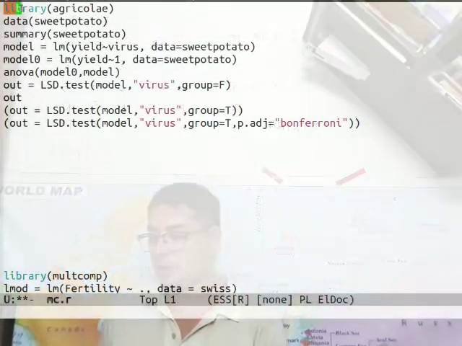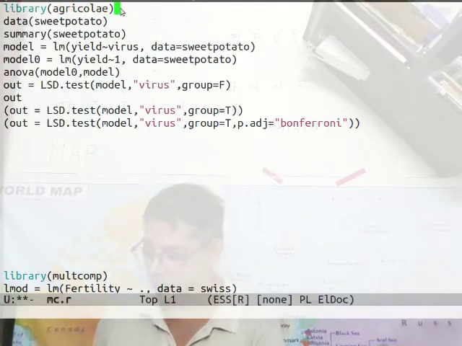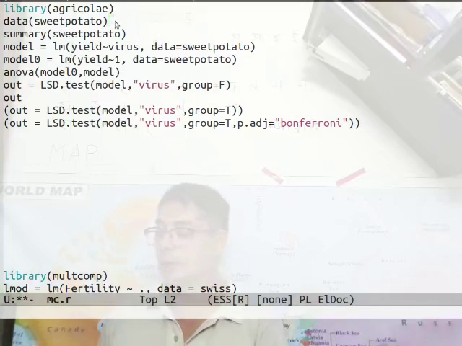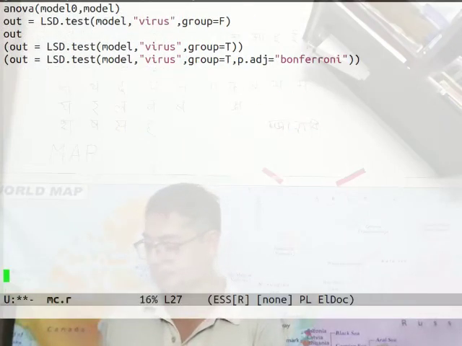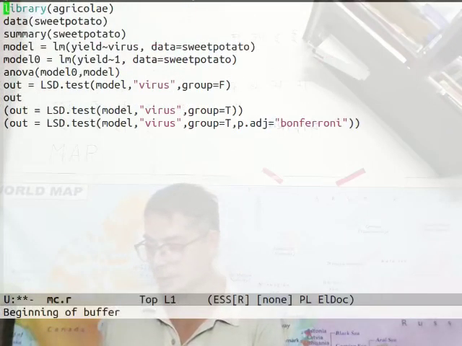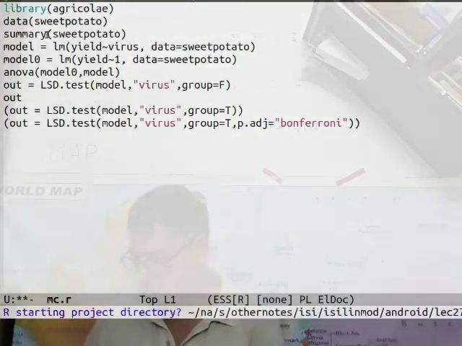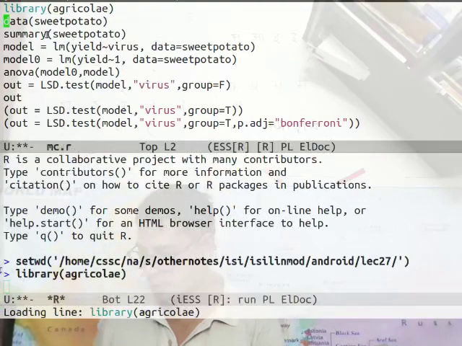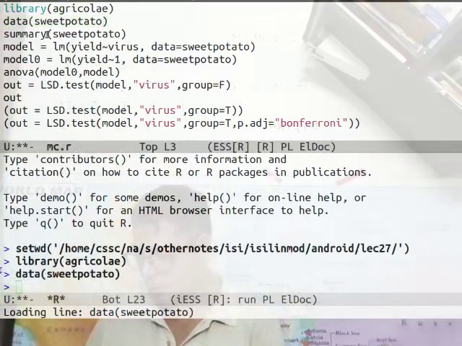We are first loading this package, library agricolae. It has to do something with agricultural statistics or whatever. And the data that we are working with is sweet potato, which is part of that package. So I'll be using that. And you have to load the data here. If you do not load the data, then somehow it doesn't work. Let's take a quick look at this. So let's run it, and I will run data sweet potato.